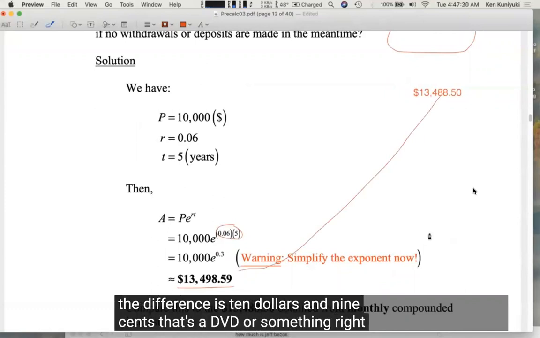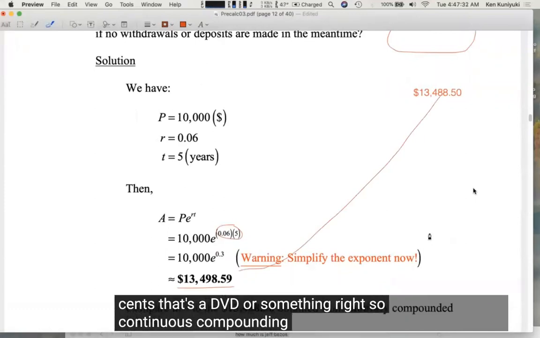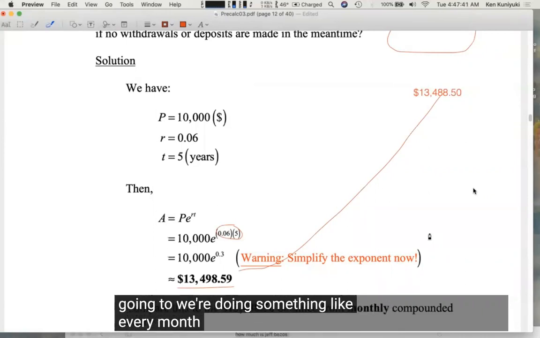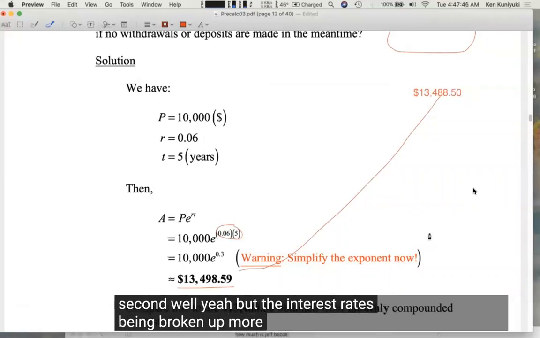The difference is $10.09. That's a DVD or something, right? So continuous compounding does not do us that much more favor than monthly compounding, actually. Even though we're doing something like every month, every day, every minute, every second. Well, yeah, but the interest rate's being broken up more and more also.